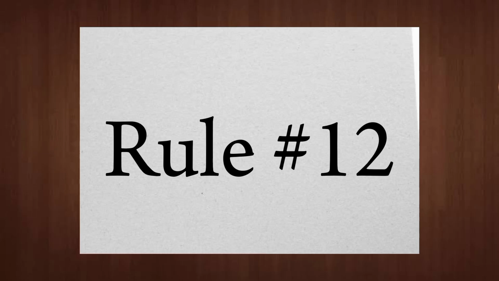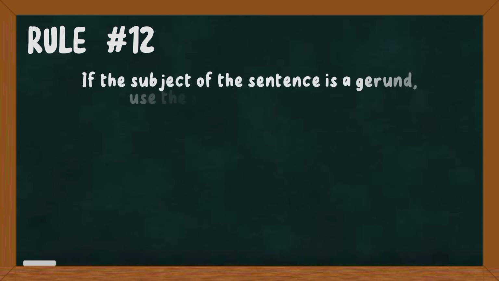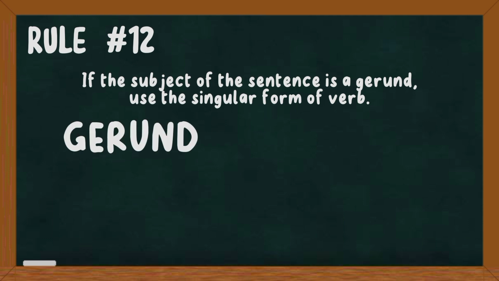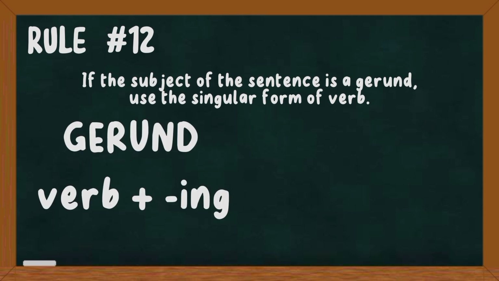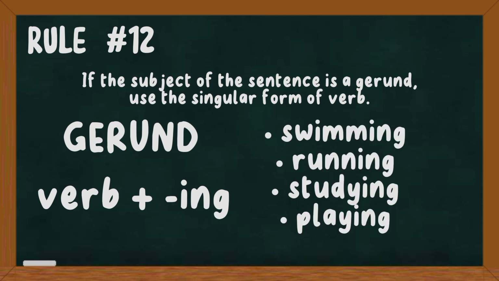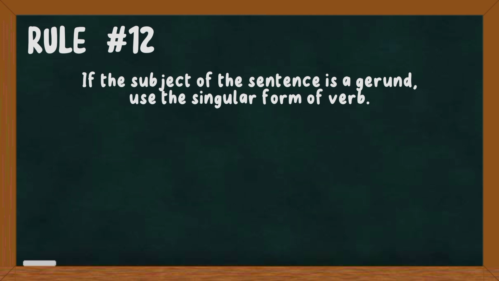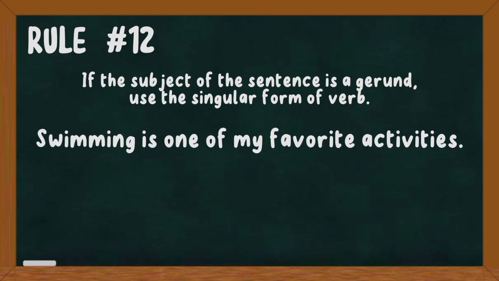Rule number 12. If the subject of the sentence is a gerund, use the singular form of verb. Well, gerund is a word composed of a verb and the suffix ing, like swimming, running, studying, or playing. Gerund is a verb, but it can act like a noun. Here's an example. Swimming is one of my favorite activities. The subject here is swimming, which is a gerund. As a result, the verb used is in singular form.